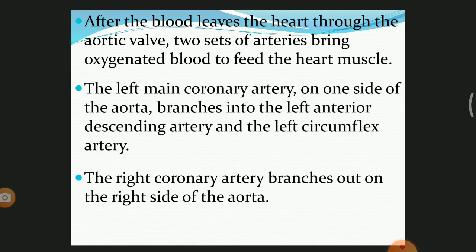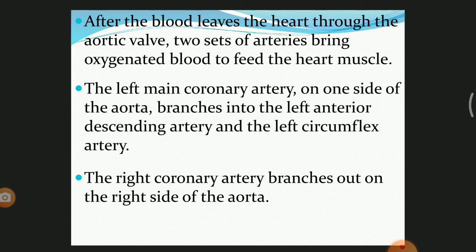After the blood leaves the heart through the aortic walls, two sets of arteries bring oxygenated blood to feed the heart muscles. Systemic circulation means the flow of blood from the heart to different parts of the body, and the blood from the different parts of the body is again collected into the heart. Like other body tissues, the heart tissues also require oxygenated blood, and that blood is supplied with the help of the coronary arteries.